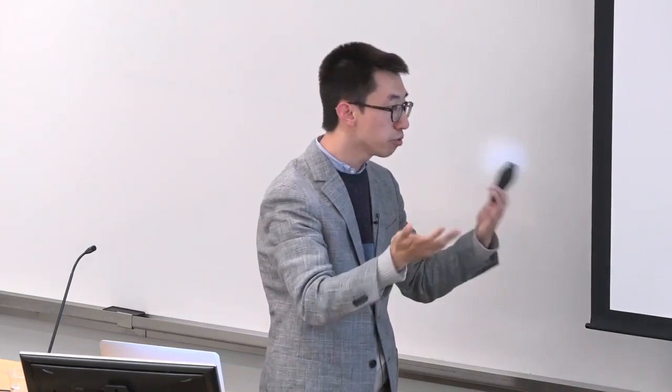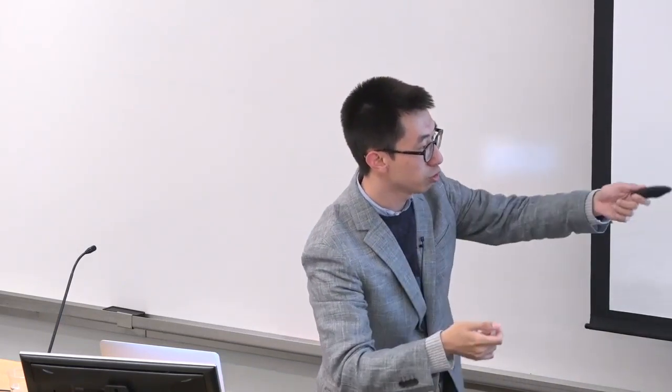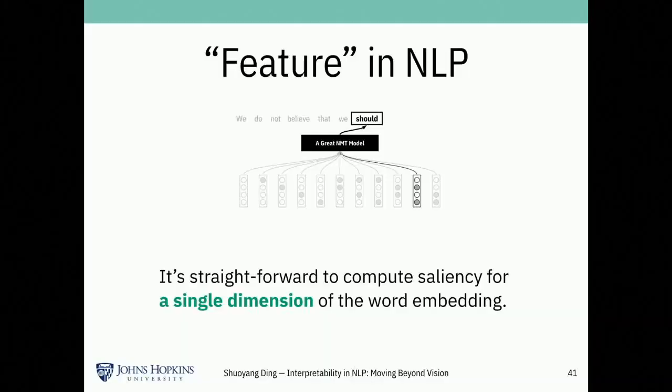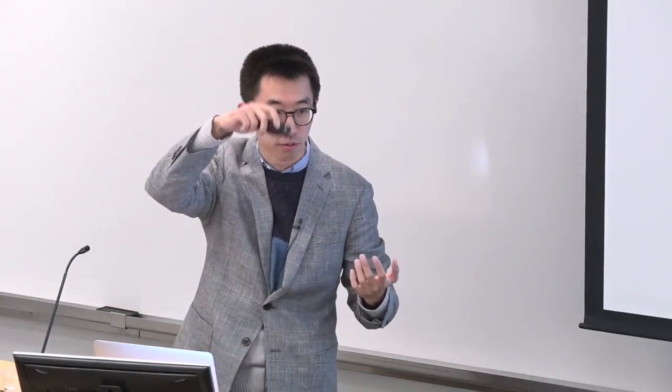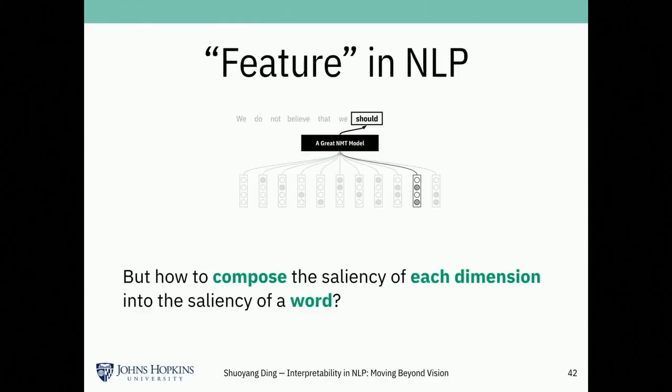And when you compute gradients with regard to input features, you can just compute gradients with regard to pixels, and you get some saliency map that we just showed you, which is straightforward. However, if you think about the same problem in NLP, the input feature here is a word embedding, right? And you might say, well, it's pretty straightforward to compute saliency for each dimension of embedding as well. But if you think about it, what we really want here for the word alignment problem is one saliency score for one word, right?